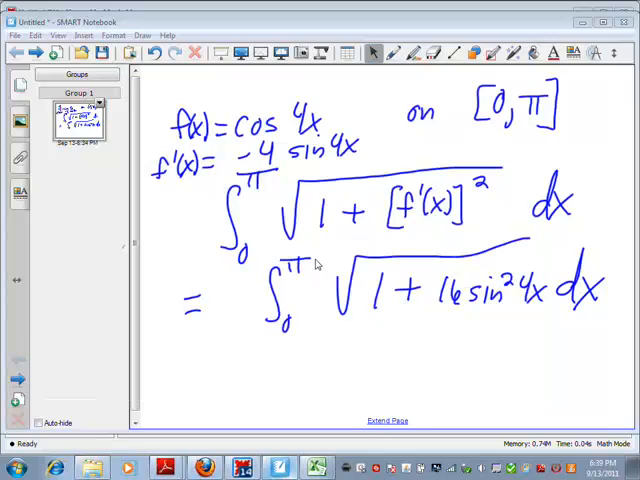Okay. But this is another one. So how will we approximate this? No, we can't do this by hand. Right, so there's no antiderivative of this. I mean, integration by parts? No. There's no antiderivative that we can write as a regular function.